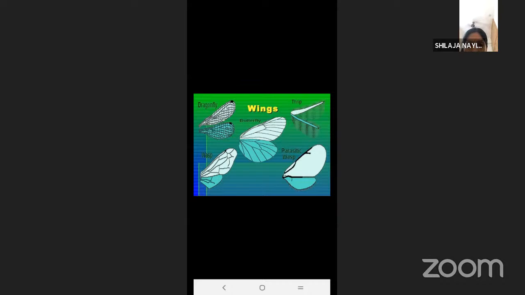In page 54, we are seeing the four parts of this wing. That is CuMRSC, isn't it? Yes, ma'am. Okay. So actually, whatever the outer line of the wing is, that is called costa, the outer margin. When you are listening, if you write something, you can understand afterwards when you draw. The outer margin of the wing is costa.